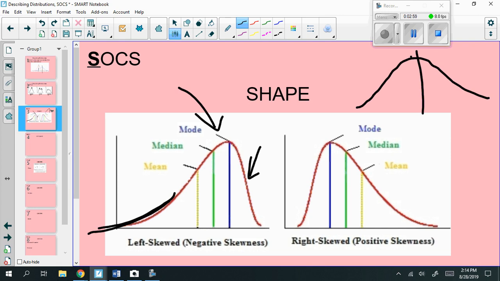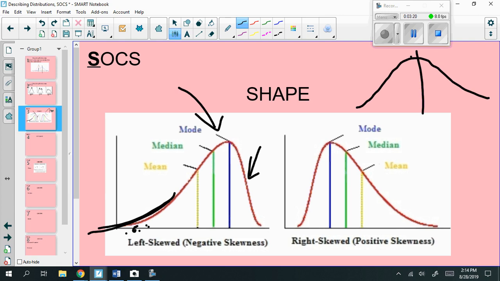Our median's still in the center of the data, but our mean's actually lower because we've got some values over here, some data points that are pretty far from the rest of ours. So it gives it a left skew. It's a negative skew because we're being pulled to the left by these really low numbers.